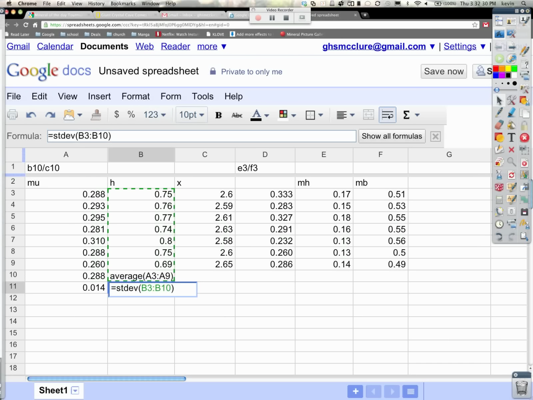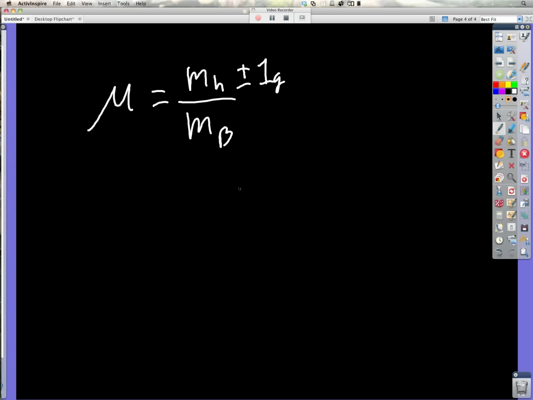So this comes out to be 0.0005 divided by 0.2875. So I get 0.173%. That means I'm a god of the laboratory, right? Because I can do totally different procedures and nail it within less than 0.2% away from each other. That's mu theta, and this was mu m from the masses.